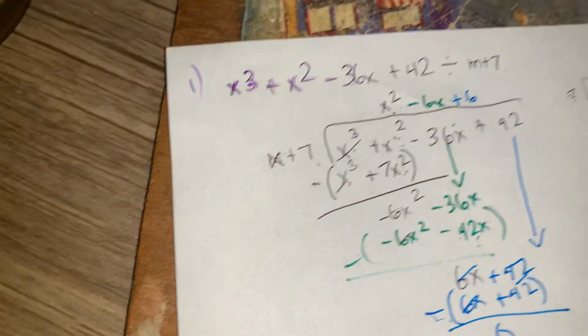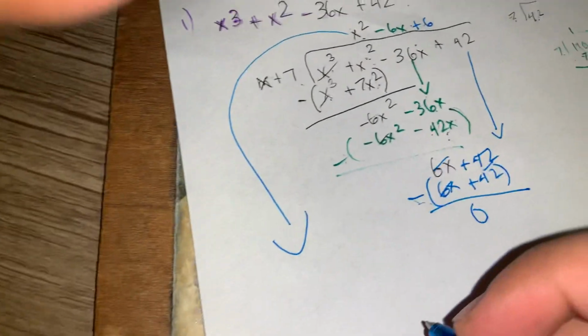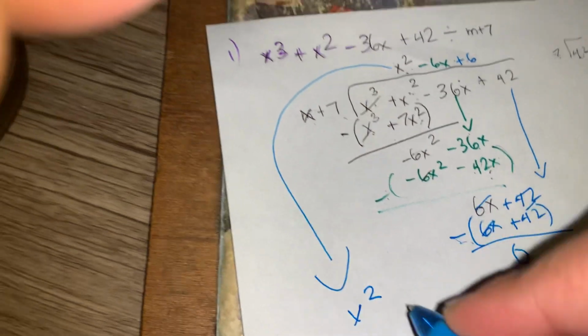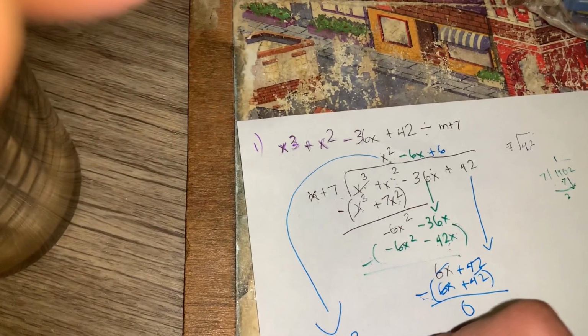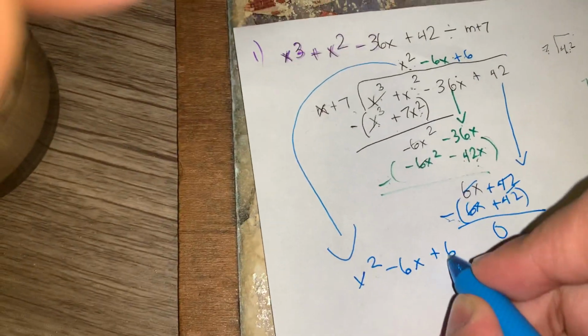So your final answer will be x squared minus 6x plus 6. We can take this and rewrite it right here as the final answer. So it's going to be x squared minus 6x plus 6. And box it. Okay, we are done with that problem.